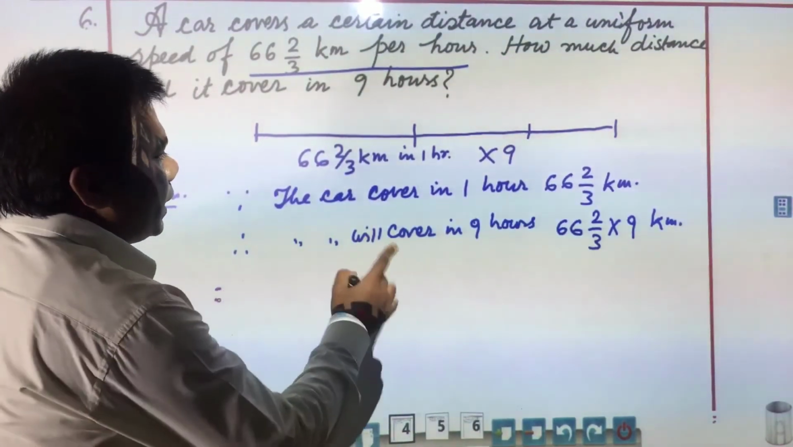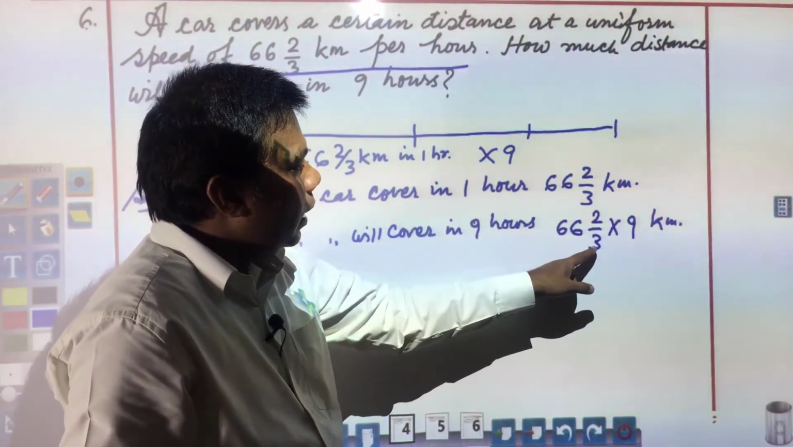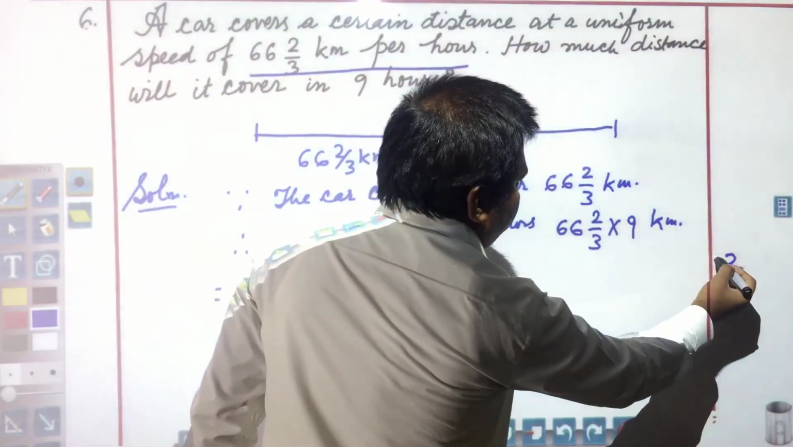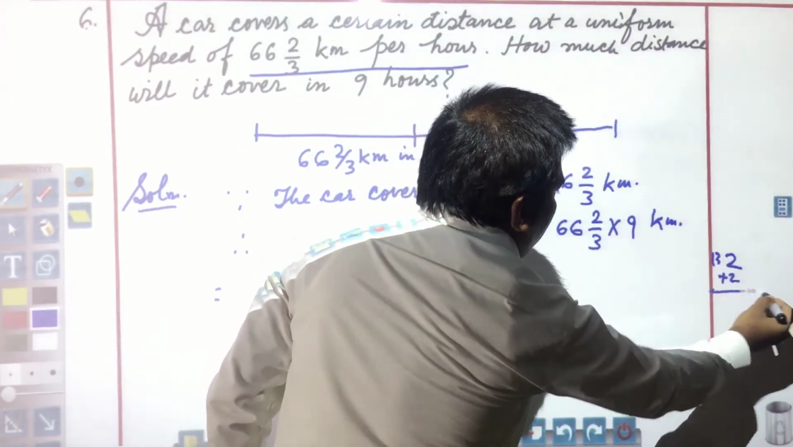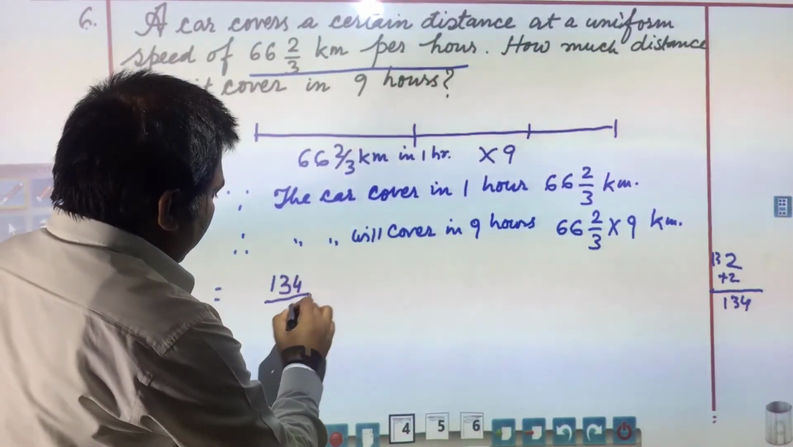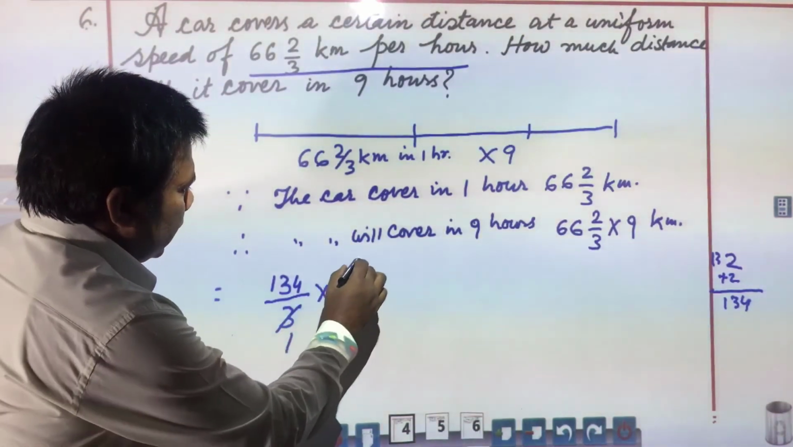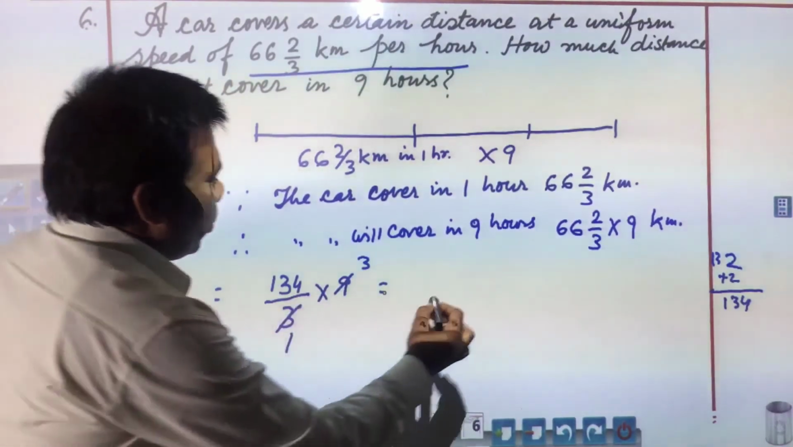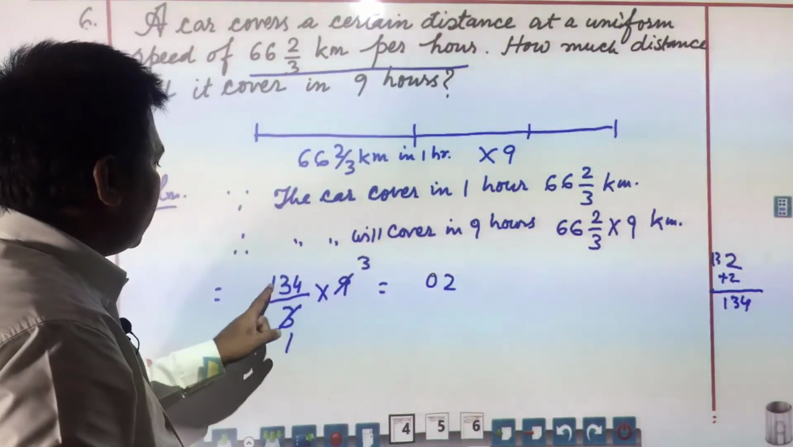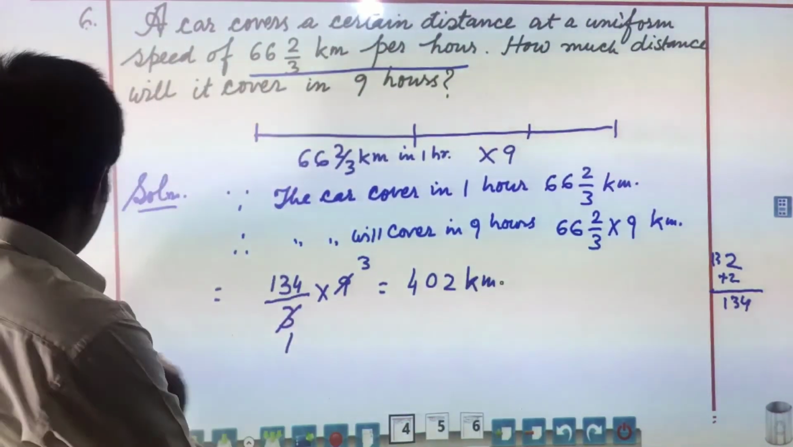That will be equal to 66 whole 2 by 3, which is required to be converted into an improper fraction. Just multiply 3 6s are 18... 3 6s are 18 and 1 is 13 plus 2... it means 134 divided by 3 into 9. 3 1s are 3, 3 3s are 9. Now multiply: 3 4s are 12, 3 3s are 9 and 1 is 10, 3 1s are 3 and 1 is 4. So, 402 kilometer. So, this is your right answer.